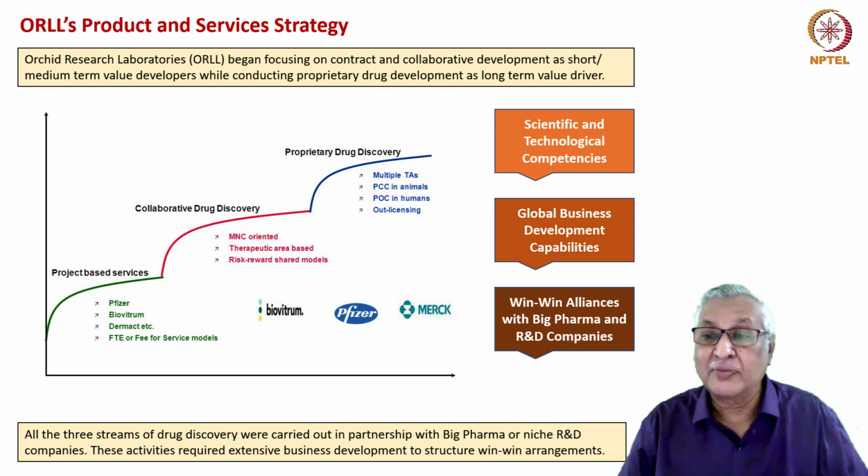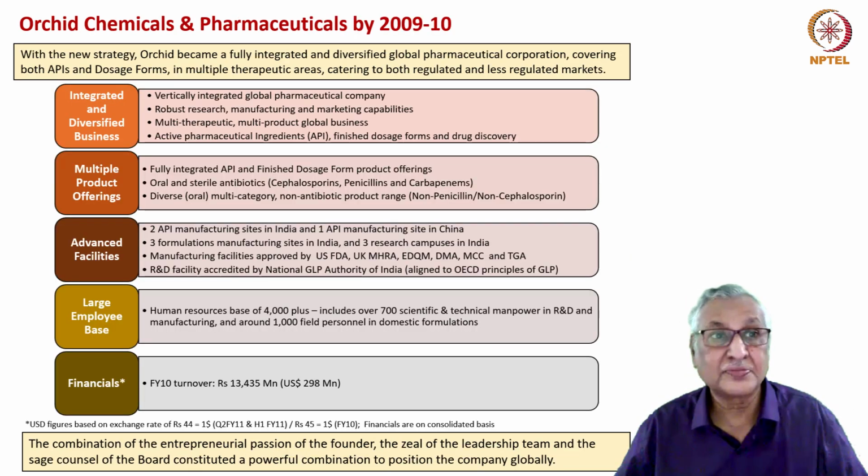Scientific and technological capabilities, global business development capabilities, win-win alliances with big pharma and R&D companies. The kind of multinationals have been illustrated here. All the three streams of drug discovery were carried out in partnership with such big pharma or niche R&D companies. These activities required extensive business development to structure win-win arrangements.